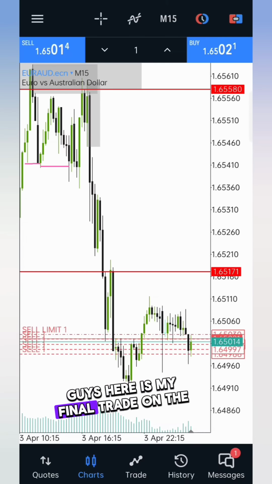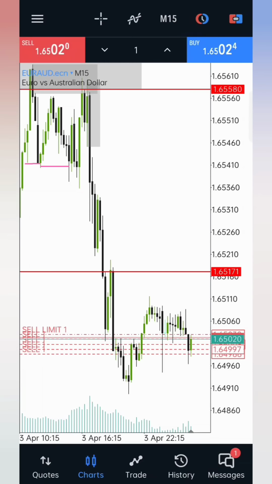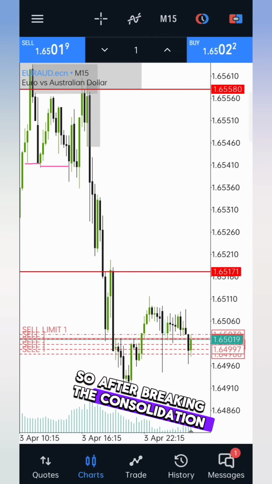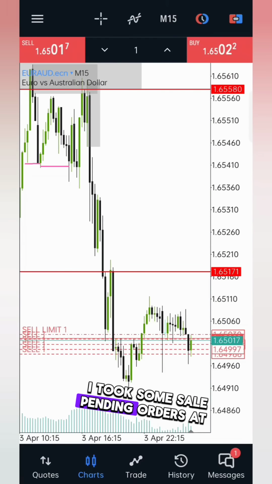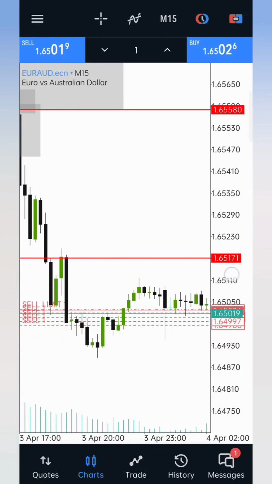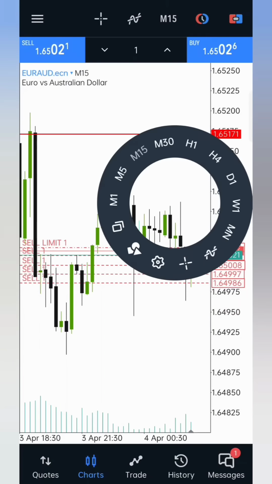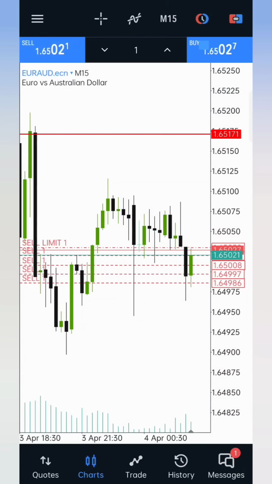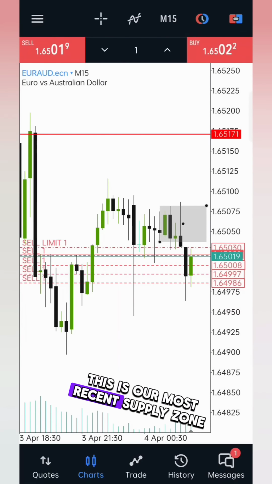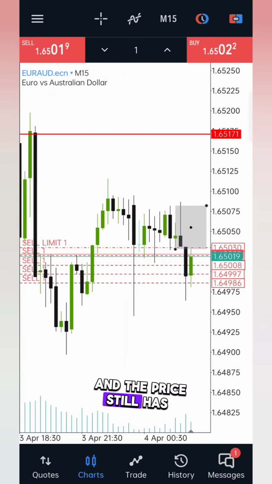Guys, here's my final trade on the same currency pair. As you can see here, the price fell strongly, retraced a bit, and then began to consolidate at this level. So, after breaking the consolidation level, I took some sell pending orders at this level. This is our most recent supply zone, and the price still has considerable sell-side power.